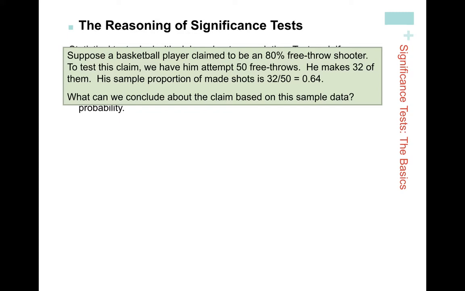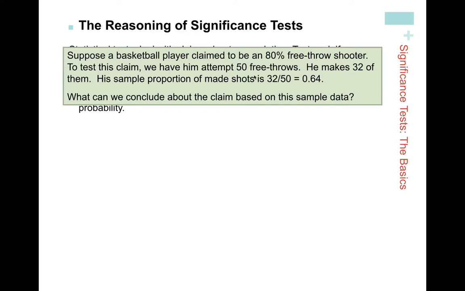Okay. But the claim is that he's an 80% free throw shooter. So that's a p of 0.8. So that is a true population proportion. So this basketball player is saying, out of all the free throws that I've taken, that I will take, I'll make 80% of them because I'm an 80% free throw shooter, right? So that's claiming that the true population proportion p equals 0.8.